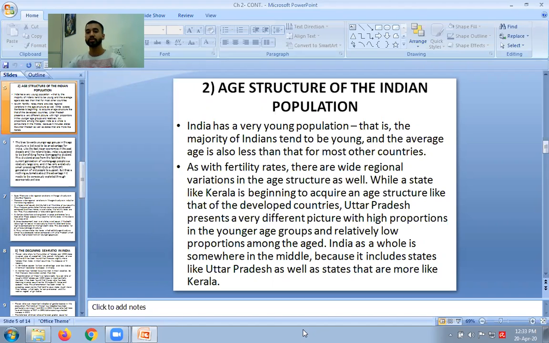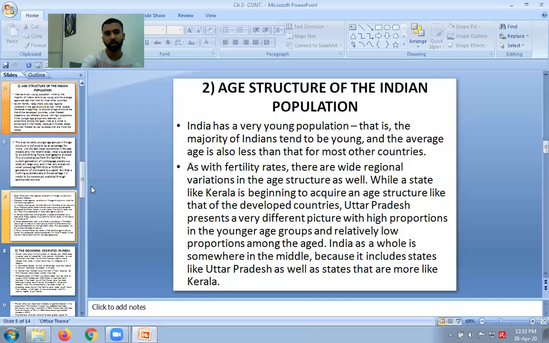So questions like that are always going to be asked in the exams: tell us the reasons for the variations in age structure, tell us the variations in the aspects of size and growth of population, tell us the various reasons for the variations in sex ratio. So the questions related to variations are more likely to be asked. Okay, so this is what I wanted to tell you. Now we'll proceed to understand the second topic of today's class, age structure of the Indian population.